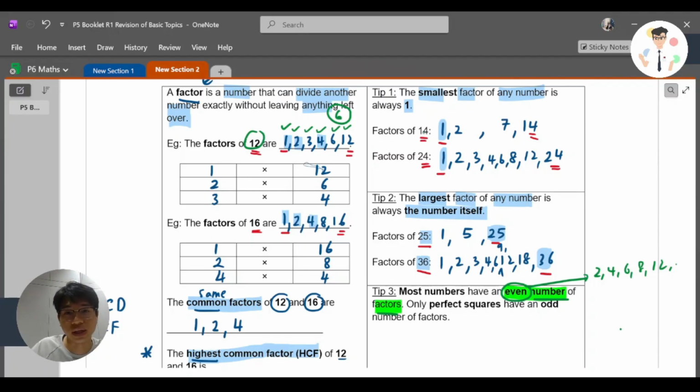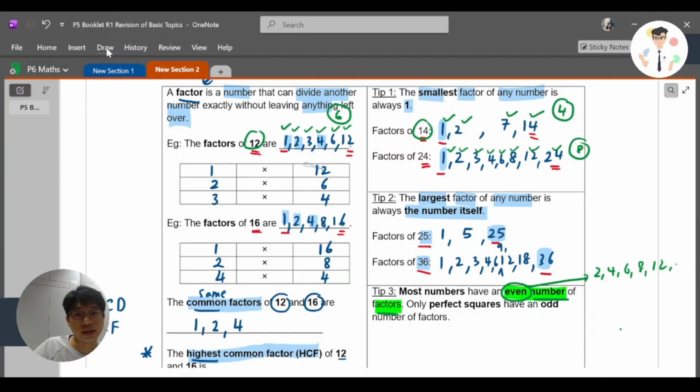For example, you can see 14. 14 is what? 1, 2, 7, 14. So how many numbers do I have? I have 4. So it's always even. How about 24? 1, 2, 3, 4, 6, 8, 12, 24. I have 8. Again, it's still even. But there's a problem here.